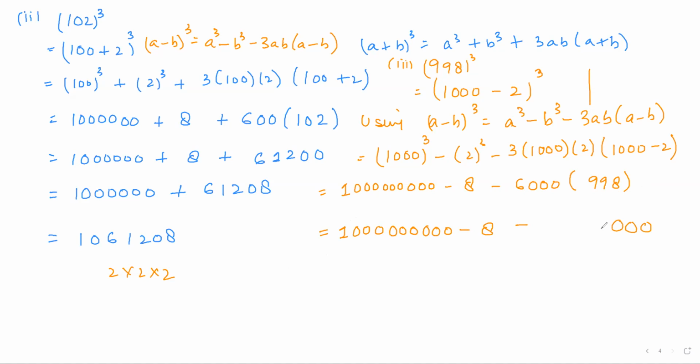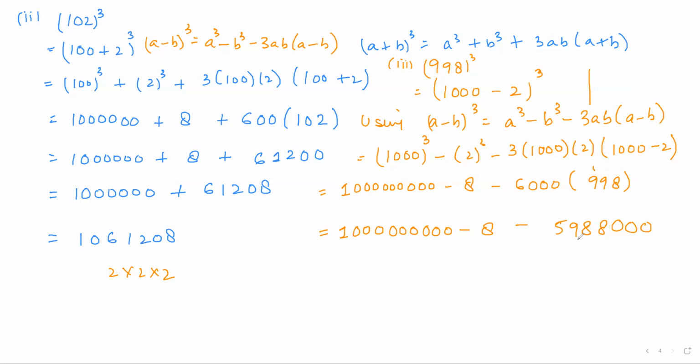6 into 8 is 48. Carry 4. 6 into 9 is 54. And 4 becomes 58. And then 5. 6 into 9 is 54 and 5 that becomes 59. 5988000, right?